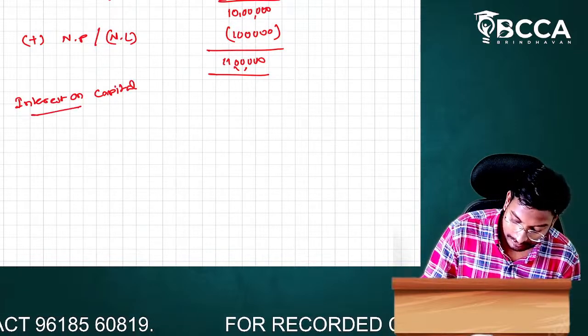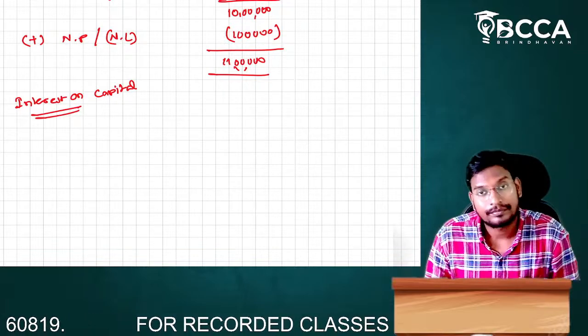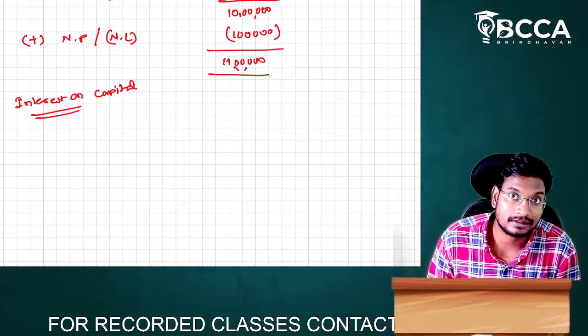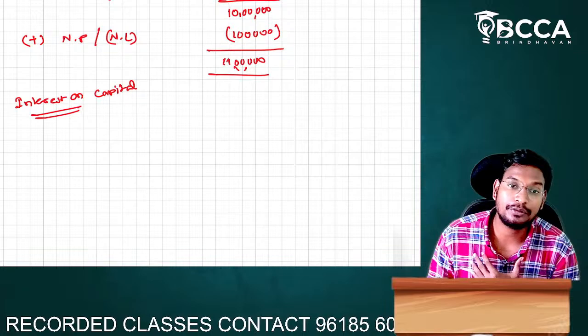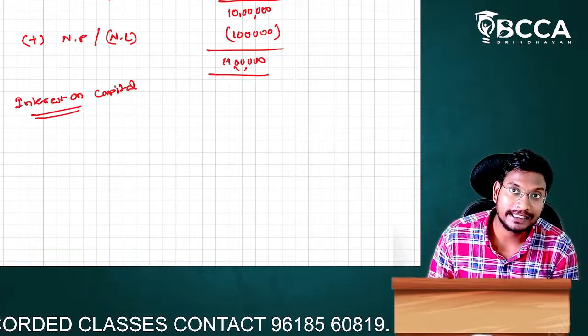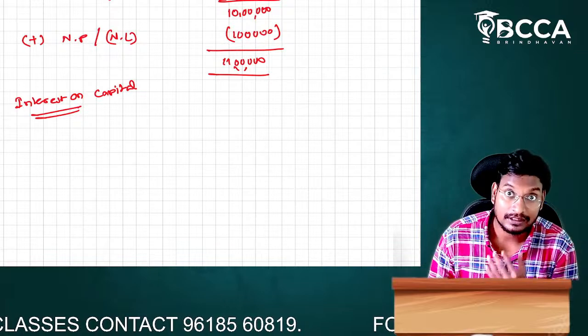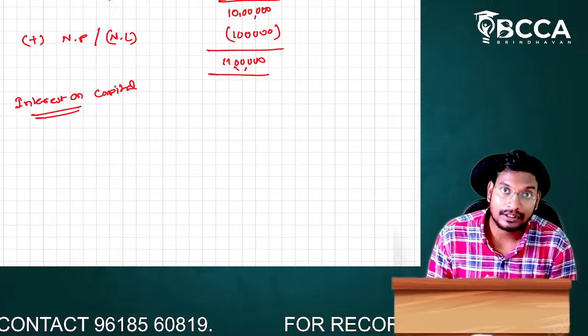Interest on capital. First of all, is capital a liability or an asset of the business? Capital is a liability of the business because we have to pay the owner, because of the entity concept. The owner is a different person and the business is a different person. So capital is called a liability to the business.